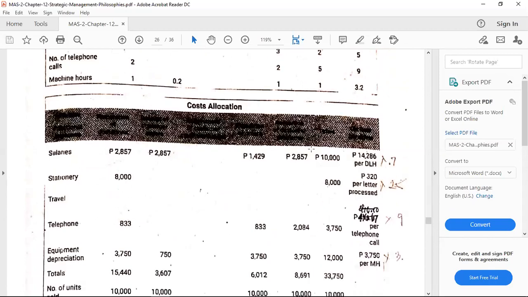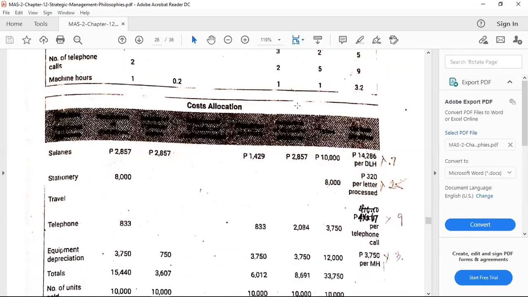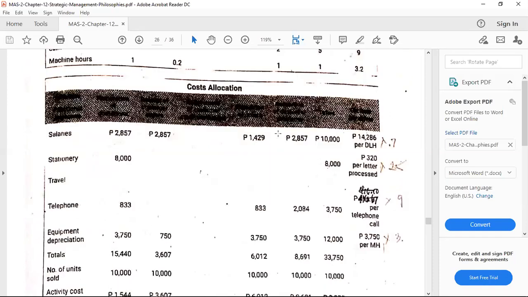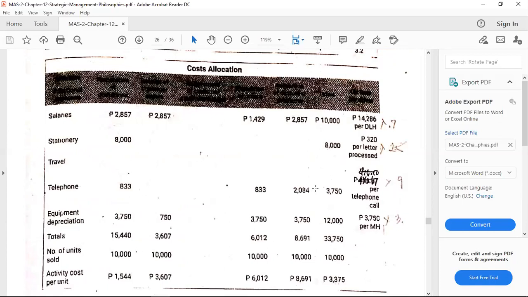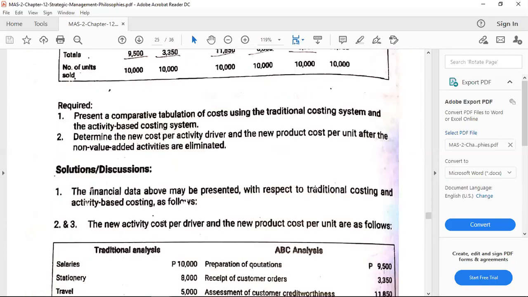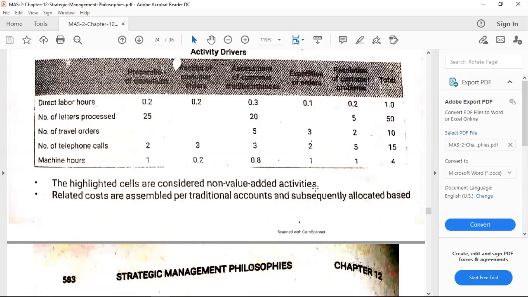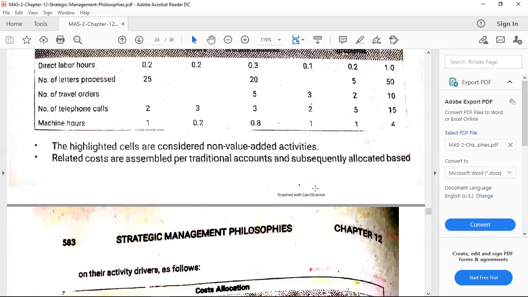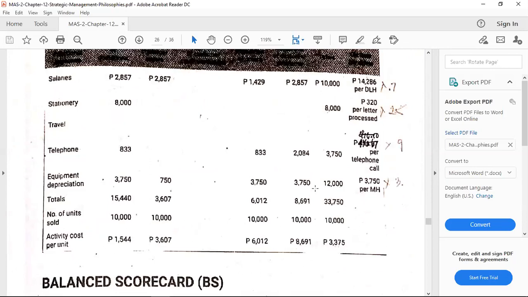So for telephone also, the telephone would be based here. Let's check number of telephone calls. Then travel is not included, while equipment is for depreciation. All right. So telephone, let's check. Because we cannot see it here, but probably this is also a non-value added activity. That's why it has been eliminated. But anyway, that's the point.